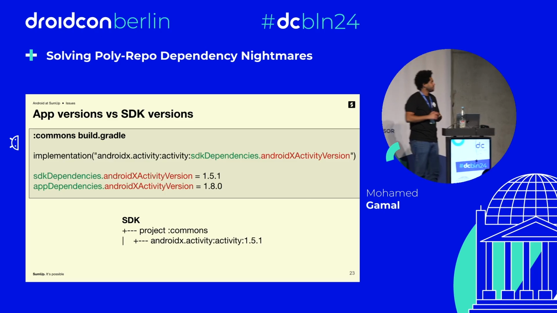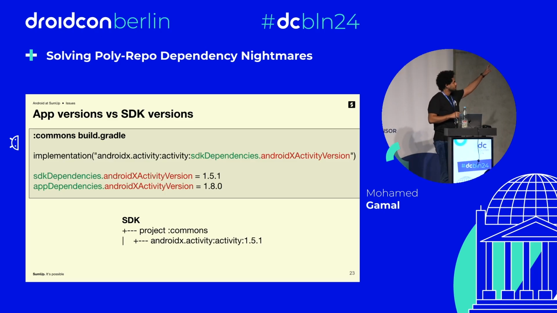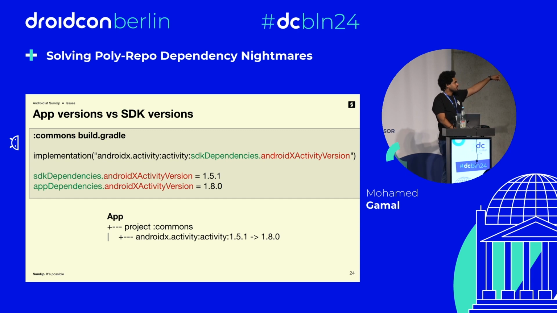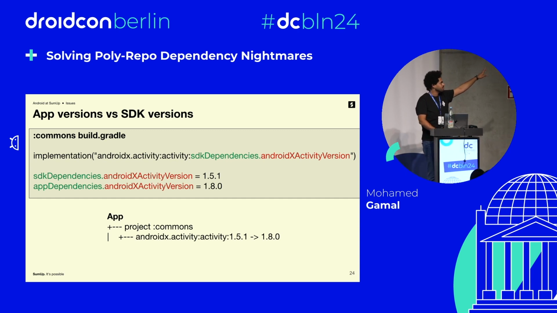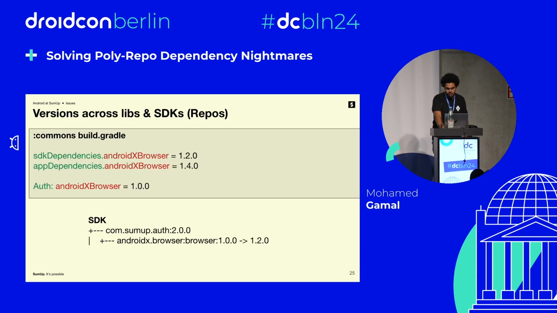For the SDK, that's easy. This is the dependency tree. It uses Project Commons, and it uses the version normally. But this module also makes it to the app. Then Gradle needs to change it from 1.5.1 to 1.8.0. We'll also talk more about how Gradle changes it and based on what it decides.